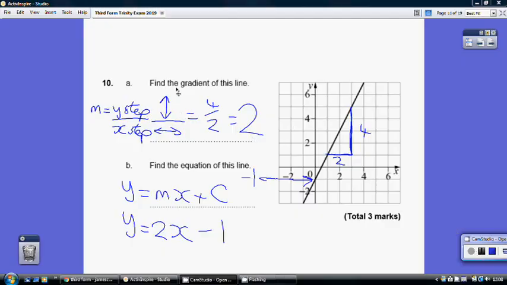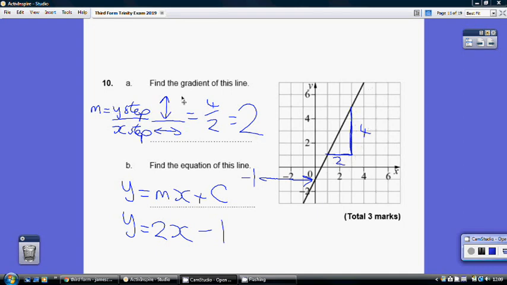Question 10, part A, we've got to find the gradient of this line. Now the gradient is the slope. Now to work out the slope of a straight line, you have to divide its height by its base. So we need to form a triangle. Any triangle will do, but obviously just make it such that it's nice, simple whole numbers. So I've chosen this triangle here. So the height of that triangle is 4, the base is 2, 4 divided by 2 equals 2.